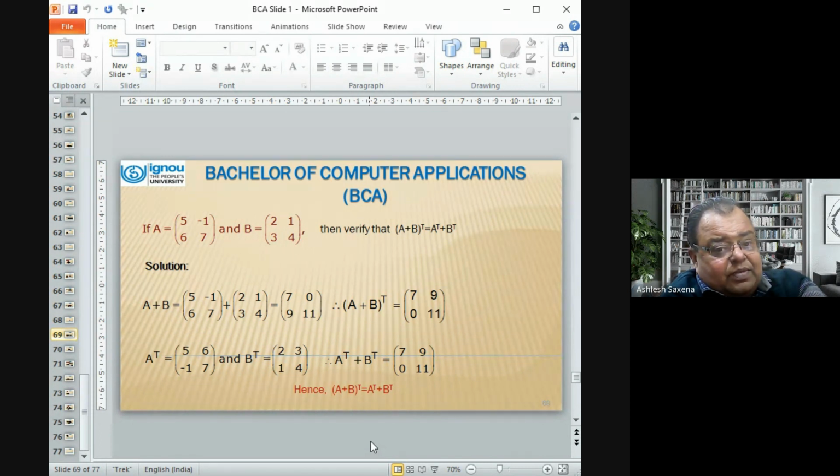Okay. A transpose. Now going back to the problem. A transpose means you will be changing rows into columns. A transpose will be 5, 6, minus 1, 7. And B transpose will be 2, 3, 1, 4. Add these to get A transpose plus B transpose. You will get 7, 9, 0, 11. Both are the same. That means (A plus B) transpose is equal to A transpose plus B transpose.